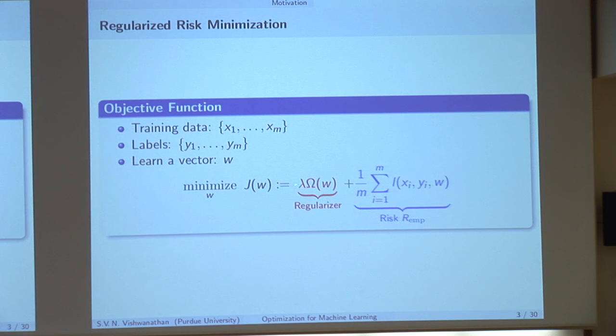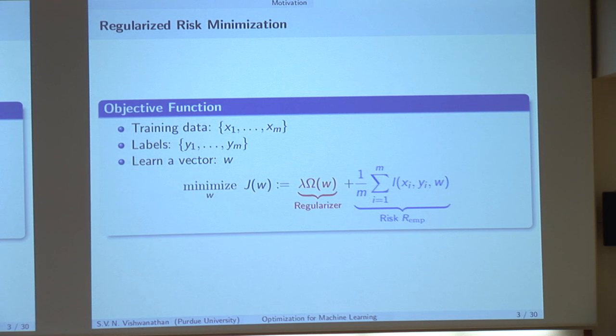Okay? And then there is lambda, which is a trade-off parameter, and you minimize this. Okay? So this is a fairly general principle, underlies many, many different machine learning algorithms. In fact, if you look at one of the references that I'll give you in the end, there are about 20 or 25 different algorithms that you can derive just based on this simple principle.